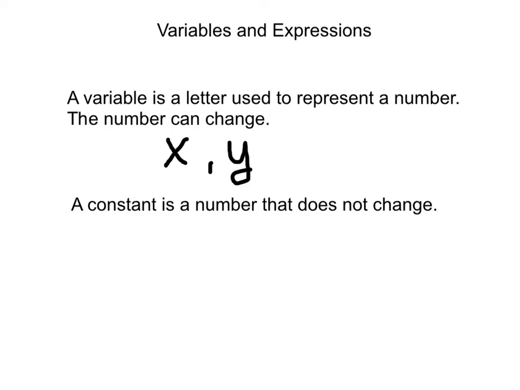A constant is a number that does not change. Examples of constants would be the number 5, or a fraction like 1/3, or a decimal like 0.7. Those are all examples of numbers that do not change. 5 is always 5. 0.7 is always 0.7.